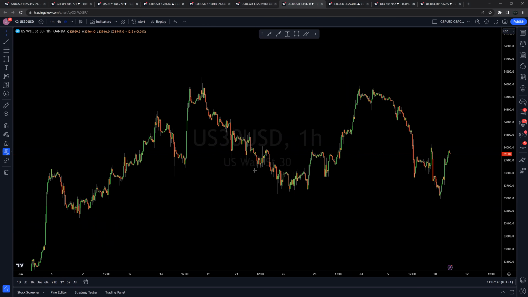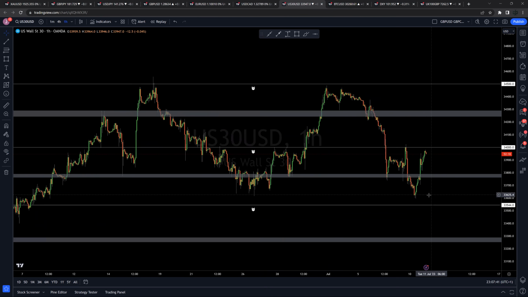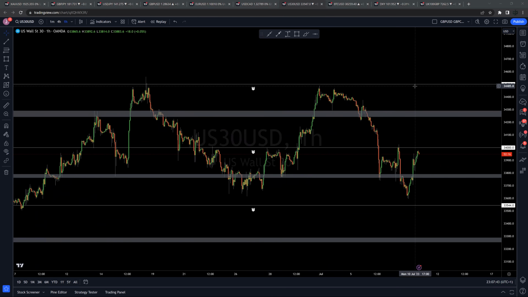Last but not least is US 30. I would only see safer still buys on US 30 with clean breaks above that higher time frame liquidity zone at 34,500. Otherwise, if we just sweep up and still hold below 34K, 33.8, and the safest sells below 33.5.